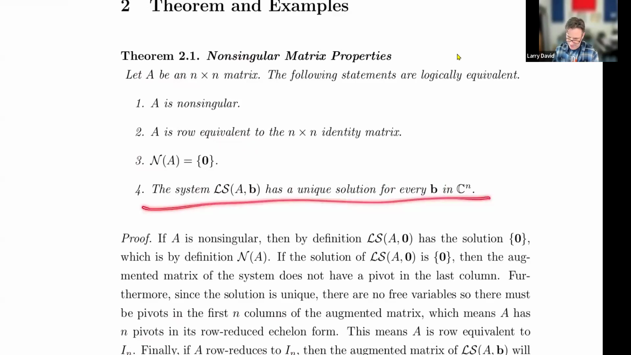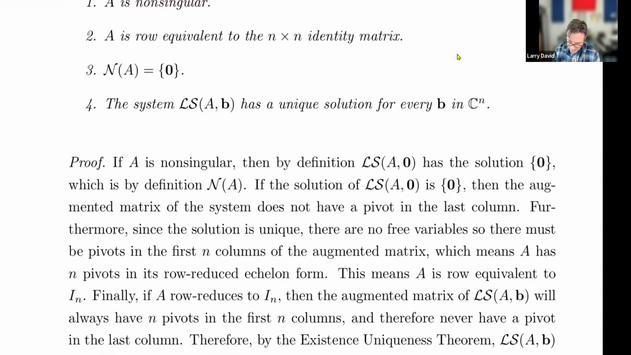Now this fourth statement is probably the most complicated one. So let's break it down a little bit. It says a few different things actually. First of all, it says that this system is consistent. So the fact that it has a solution means the system is consistent. More specifically, that solution is unique.